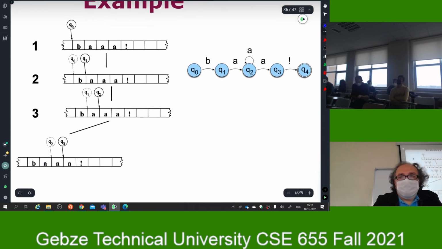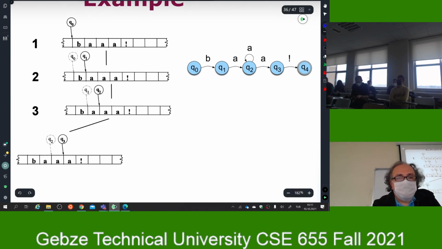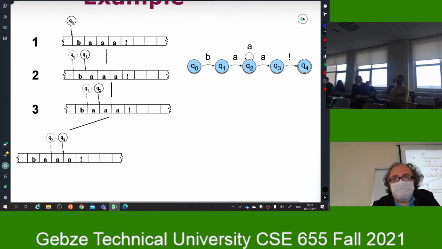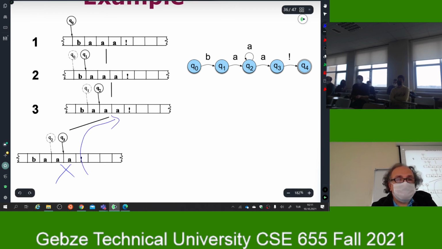Here, I choose to go to Q3, okay, by reading this A. Now I am at Q3, and I am reading another A. There is no way that I can continue at Q3. What does that mean? That means that I cannot continue this path. Am I going to reject this string now? The answer is, of course I should not reject, because this is a valid word, right? I should not reject it. So what am I going to do? I will backtrack, because I did not try all the paths.